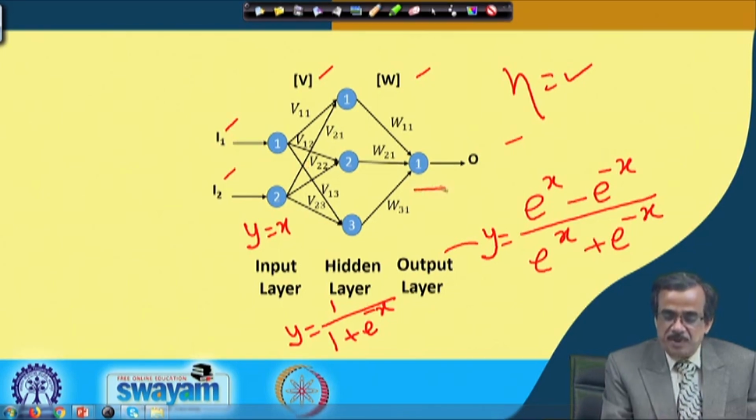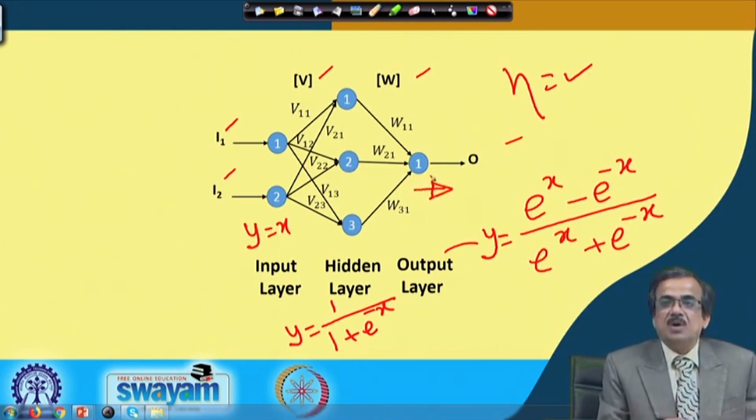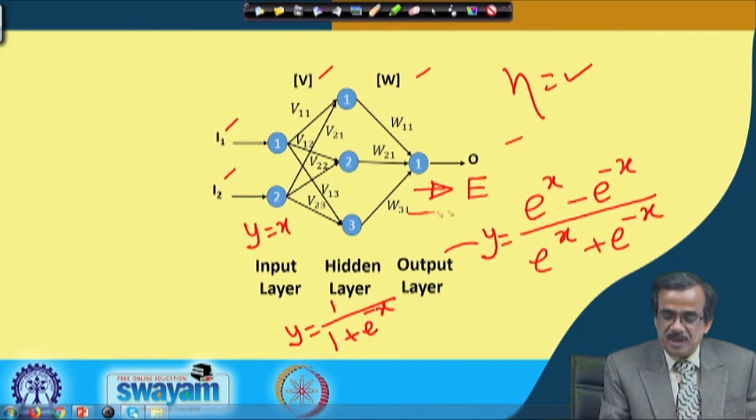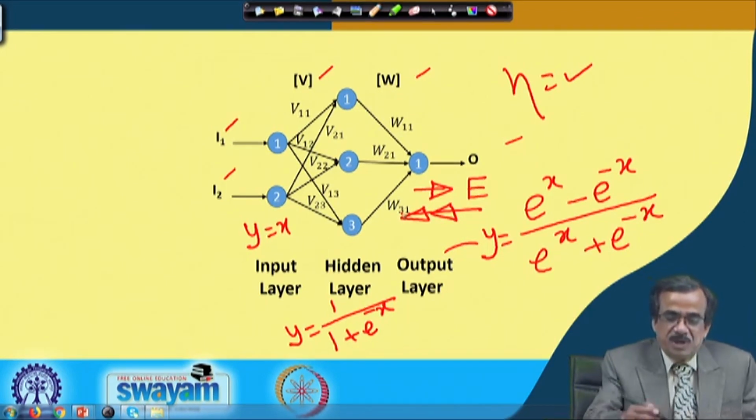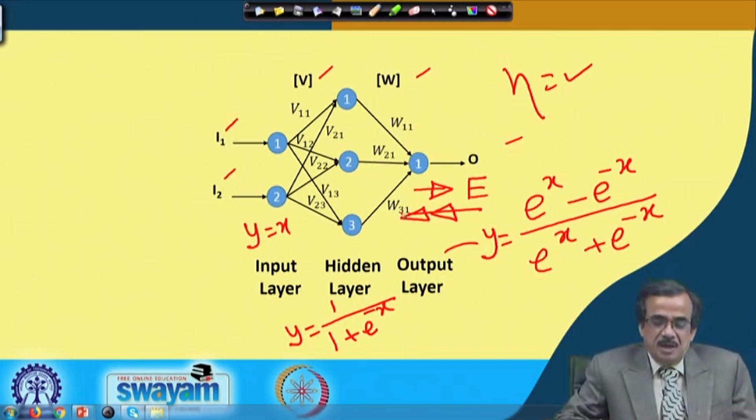So, I will be able to find out what is the calculated output. Now, this calculated output will be compared with the target, the error will be determined, and this error will be propagated back for the purpose of updating the connecting weights, so that this particular network can predict the output for a set of inputs more accurately.